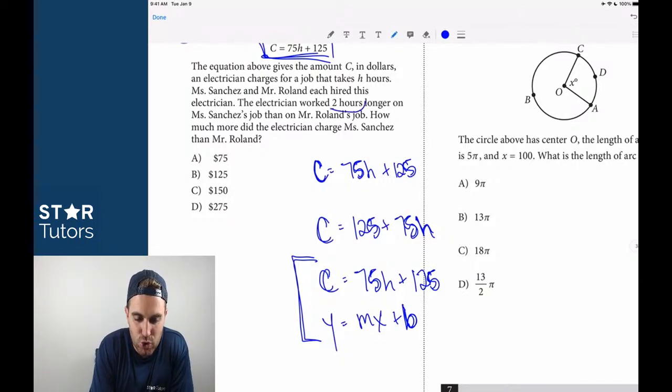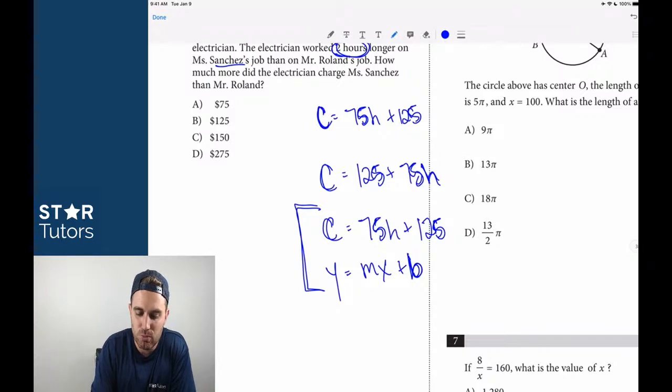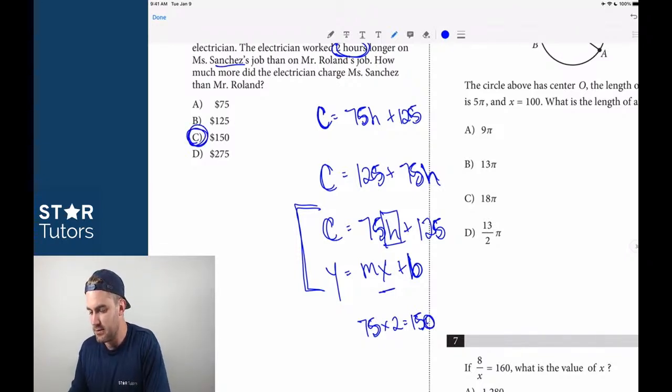The equation gives us the amount of $C charged for a job that takes H hours. Each hired an electrician. The electrician worked 2 hours longer on Mr. Sanchez's job. How much more did the electrician charge Mr. Sanchez than Mr. Roland? So 2 more hours, which would be the x value. We're just asking if they work 2 more hours, 75 times 2 is equal to 150. So the answer should just be 150. Does that make sense, guys? How we do that one?